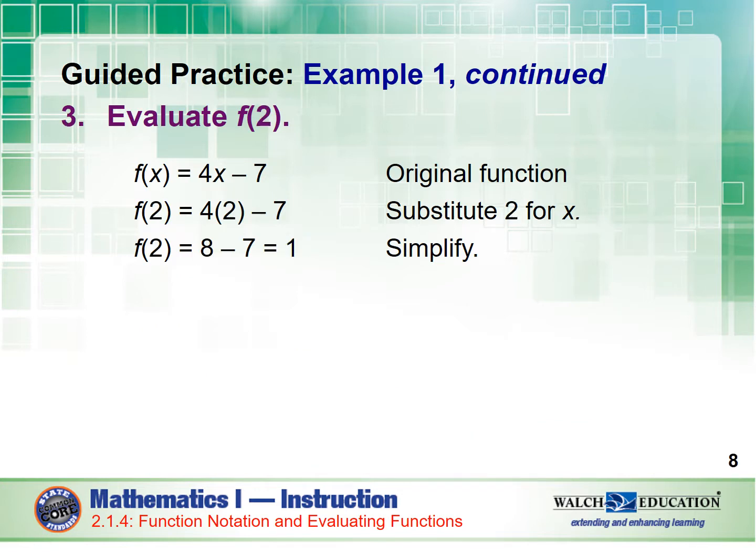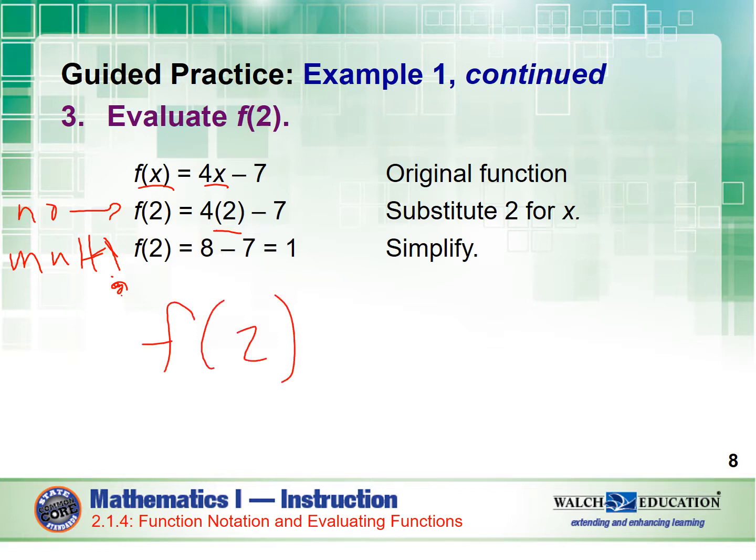All right, let's do f of 2. So everywhere we see an x, we're going to plug in the number 2. Remember, there is no multiplication on this side. That's supposed to be an exclamation point. So we've got 2 here. 4 times 2 is 8. 8 minus 7 equals 1. So f of 2 equals 1.